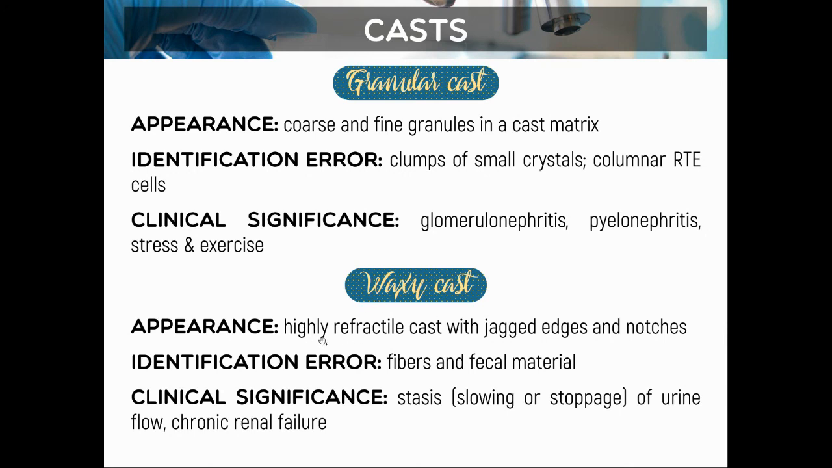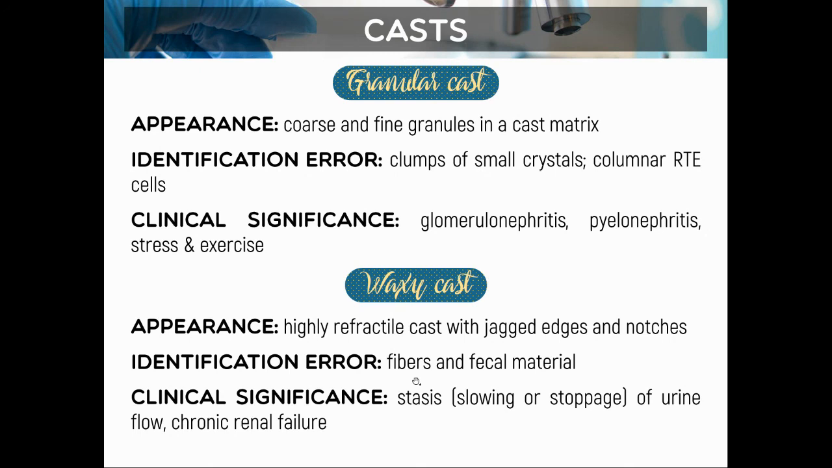Again, waxy cast, highly refractile cast with jagged edges and notches. So if you look closely at the waxy cast, it has those notches and additional jagged edges. Because with time, the tubules undergo necrosis or renal failure, its morphology changes. The structure and the formation collapse. That is why we have jagged edges and notches.